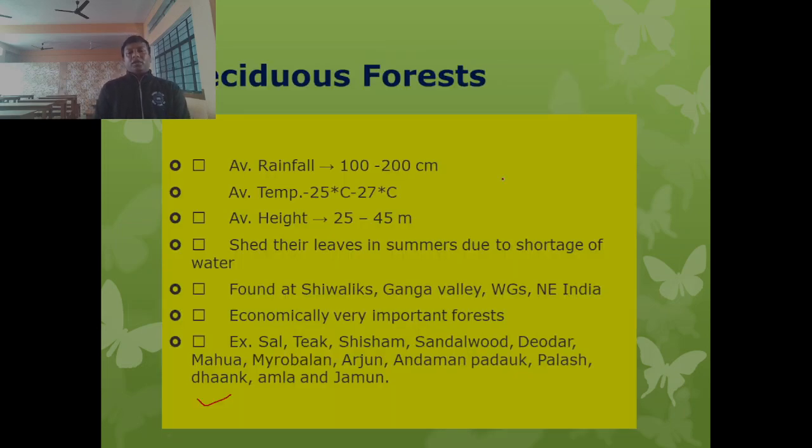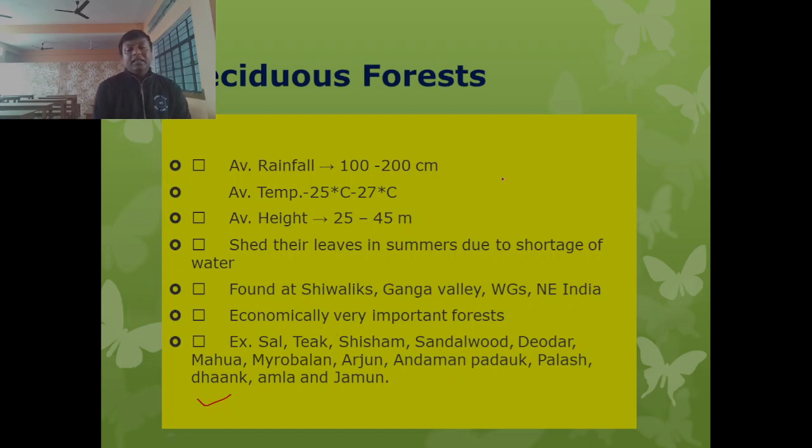Now, deciduous forest: average rainfall from 100 to 200 centimeters, average temperature as in the evergreen forest, that means 25 to 27 degrees Celsius, average height of trees 25 to 45 meters. The major areas where you find it are the Shivalik area and the Ganga Valley, some part of the Western Ghats, and northeast India also. It is economically very important.